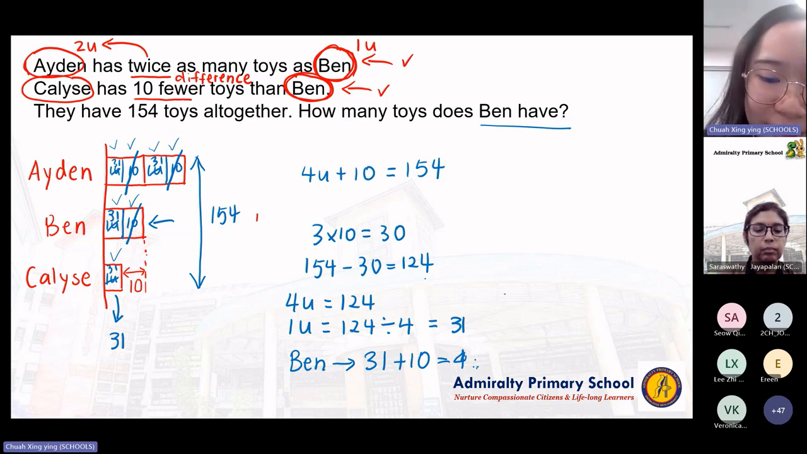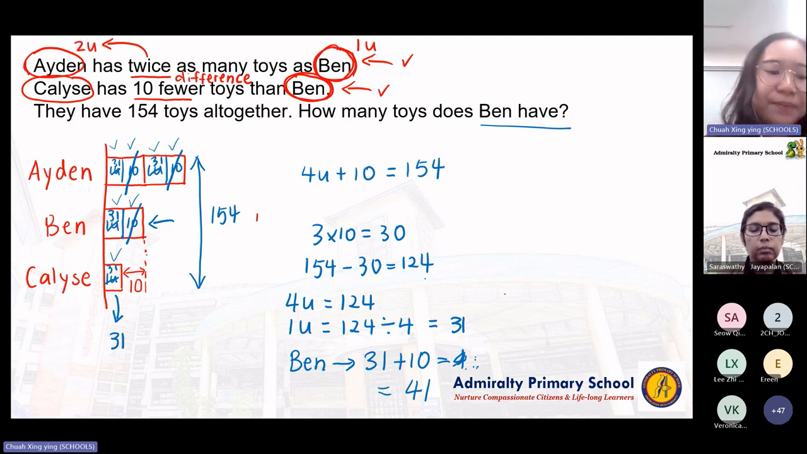All right. In that case, if the question is asking how many toys does Aiden have, we can also solve this problem. How many toys does Kelly have? We can also solve this problem. Okay. So let's move on to the next question.